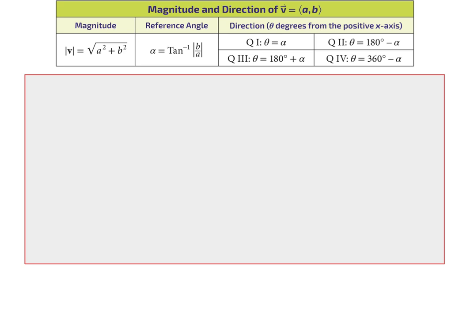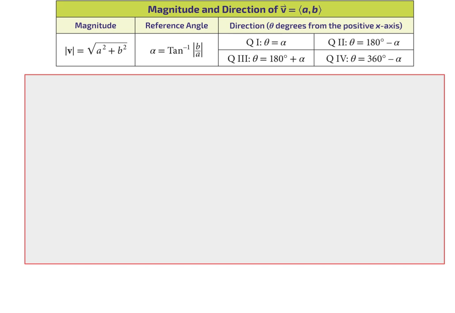The next piece of this is telling you what to do with that reference angle. How will you know what quadrant you're in? Well, they gave you your x and y. Your x and y tells you what quadrant you're in. Positive, positive, quadrant 1, right? Negative, positive, quadrant 2, negative, negative, quadrant 3, and so on. So your coordinates will tell you what quadrant you're in.